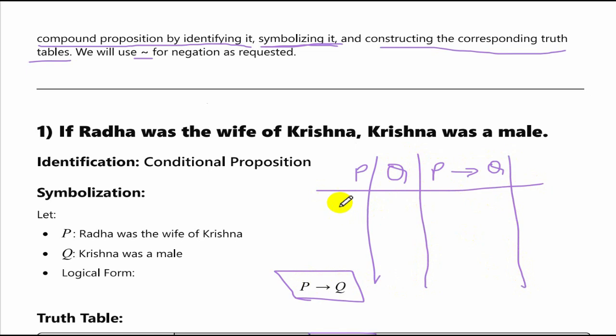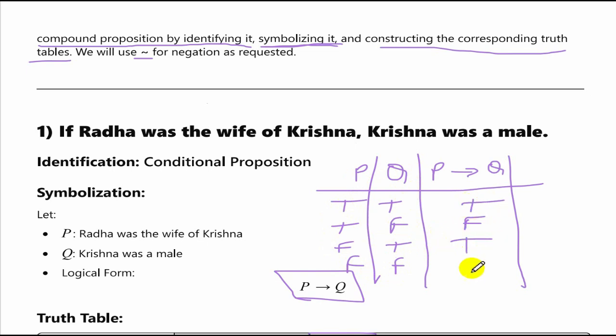How does it work? We start by writing true true, then true false. This is a standard way of writing, don't change this at all. False true, false false. Just remember this is the way we go: true true, true false, false true, and false false. Only when the first term is true and the second term is false, then the whole result becomes false. Otherwise it is true.